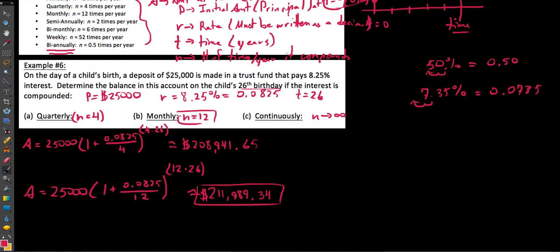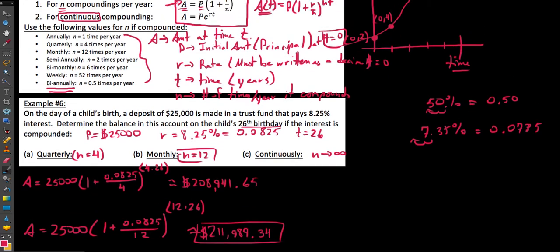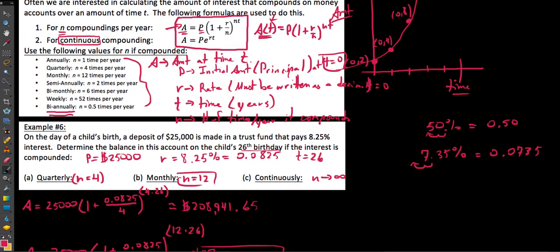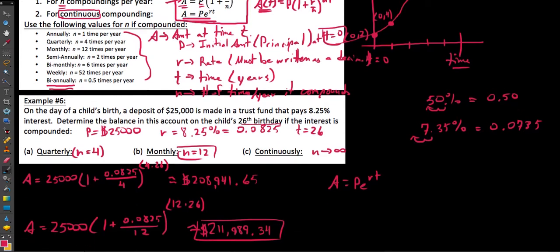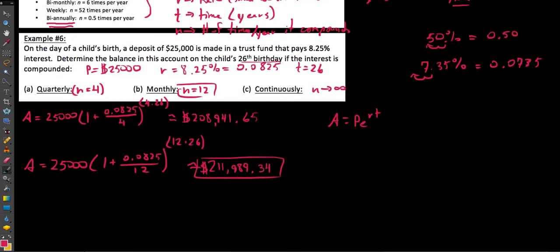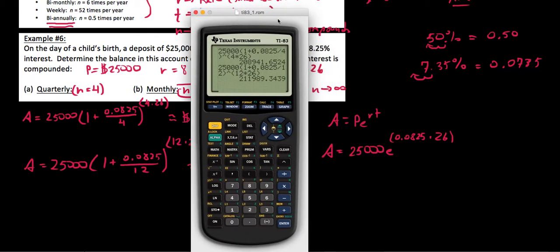My favorite model is this last model where it says it's going to do this continuously. This literally means that it's going to do it every moment of every day, all the time. Whenever you see the word continuous, we are going to use a different type of model, our continuously compounding interest model. The amount on this child's 26th birthday would be equal to the principal amount, but this time we use our natural base e, to the power of 0.0825 times 26.